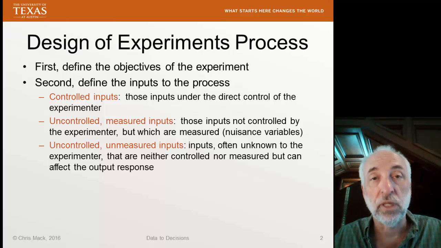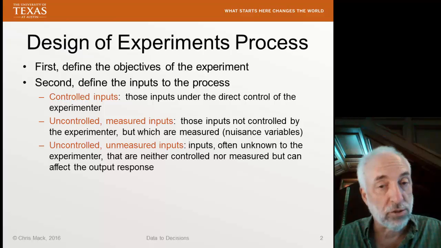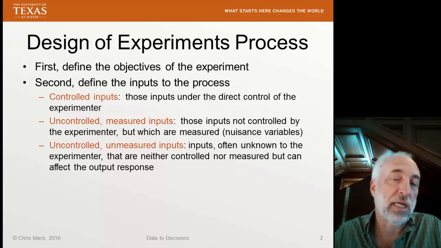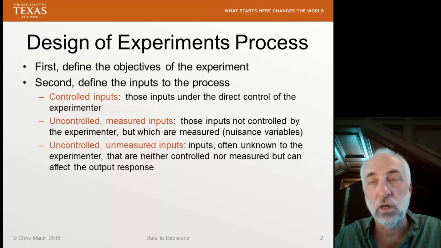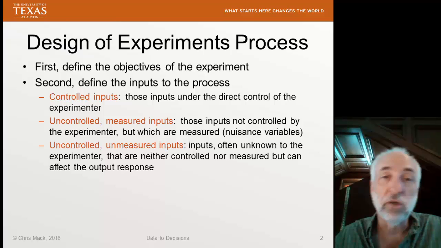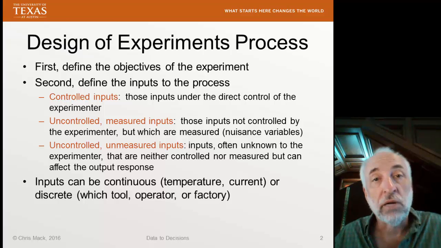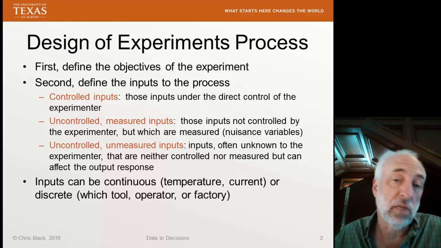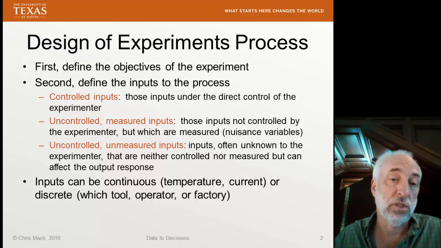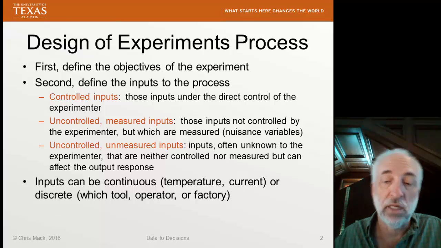But there are also uncontrolled inputs, and some of these uncontrolled inputs are measured, and some of them are unmeasured. The measured uncontrolled inputs, these are the nuisance variables, we deal with blocking or with covariate analysis. Uncontrolled, unmeasured inputs, sometimes we don't even know what they are, we try to deal with randomization. Our inputs, of course, can be continuous, things like voltage or current or mass, and discrete, such as using tool A versus tool B, factory A versus factory B, operators, etc.